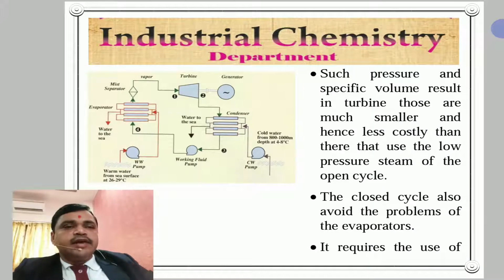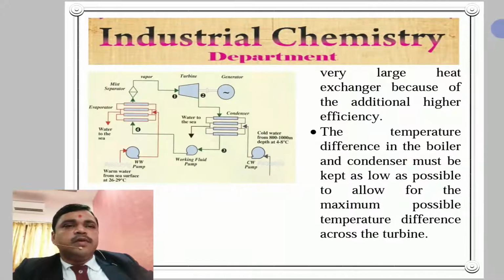The closed cycle also avoids the problem of the evaporator. Sometimes in open cycle, flash evaporators create problems, so in closed cycle it is avoided. It requires the use of very large heat exchangers because of the additional higher efficiency. It has a large heat exchanger.